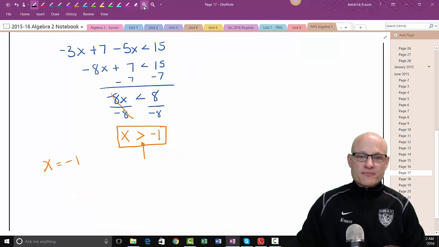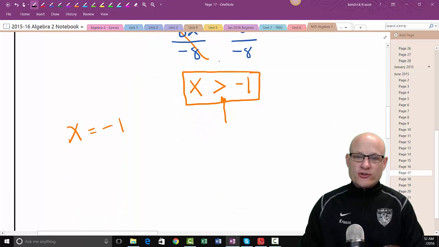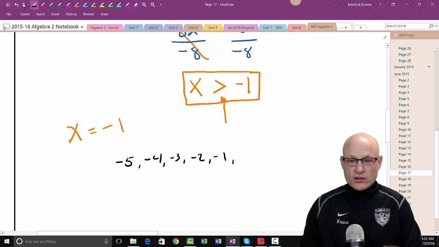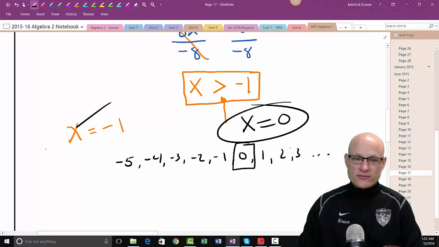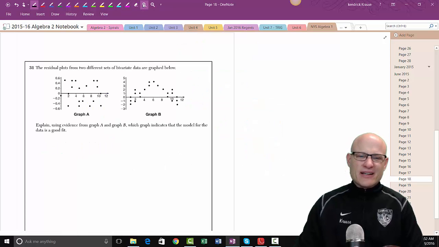But it's not there. So the answer to the question is you need the smallest integer that's bigger than negative 1. So if I was listing out my integers, I go negative 5, negative 4, negative 3, negative 2, negative 1, 0, 1, 2, 3. Well, the smallest integer, but it's got to be bigger than negative 1. It's right here. It's 0. So the answer to this question is x equals 0. That's the answer, not this. Okay? So a couple tricky parts of that problem. Oh, I hate these questions.